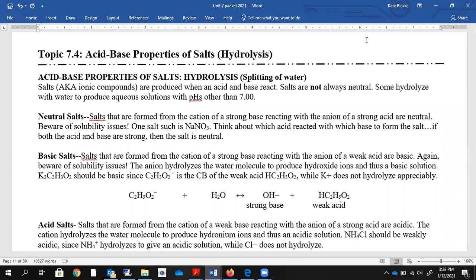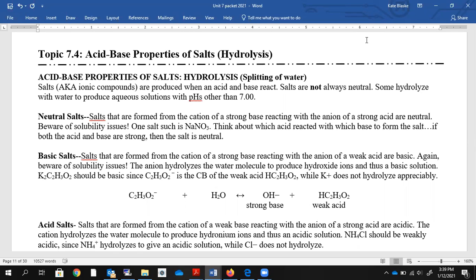Today we're going to talk about topic 7.4, which covers acid-base properties of salt, or what is sometimes called hydrolysis. So everything that we've been talking about so far with acids and bases, we've been able to look at the formula of a compound and partially identify whether that substance is going to act as an acid, as a proton donor, or as a base, as a proton acceptor.